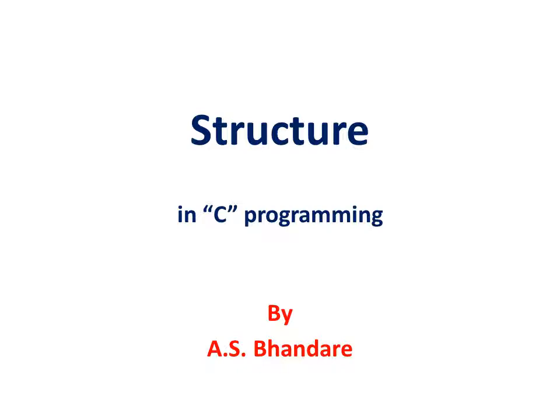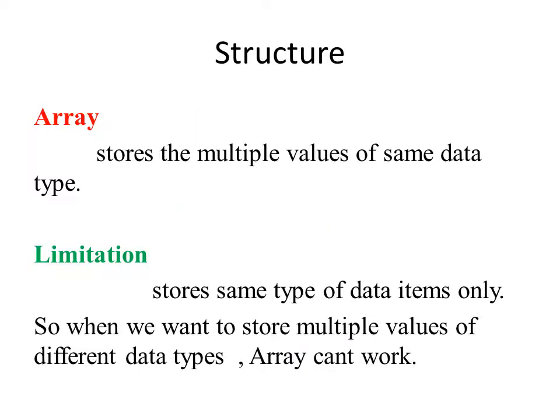Today we are going to see a new concept in C programming, that is structure. As we have already seen in the C programming language, the basic variable data types are nothing but integer, float and character. So when we need to store a single value at a time, we use simple variables as per our requirement. That is, we can use the integer, float or character data types.